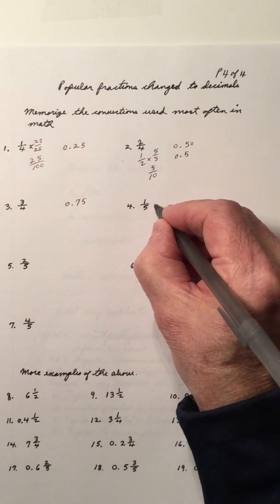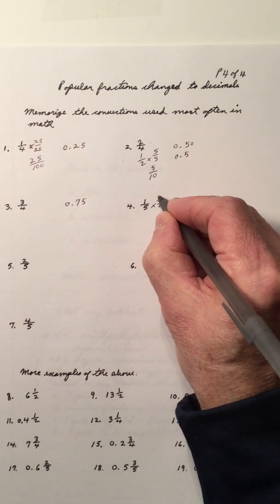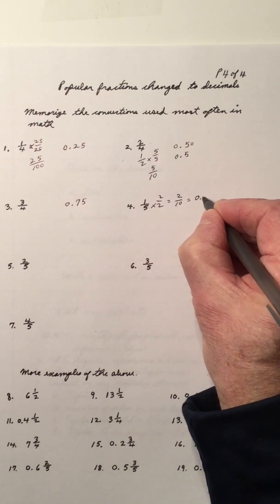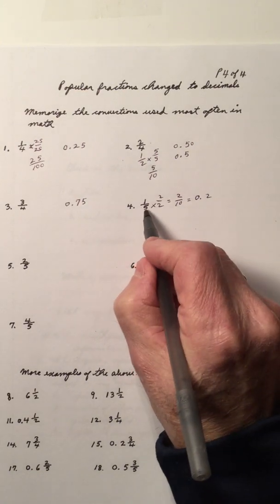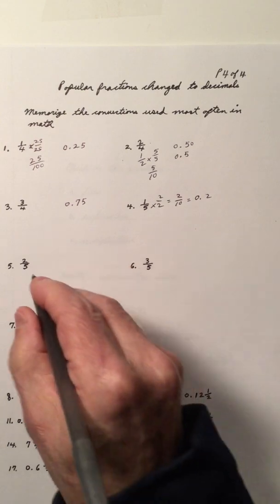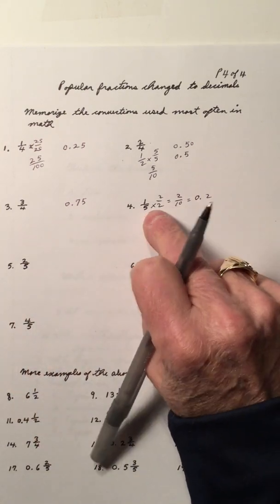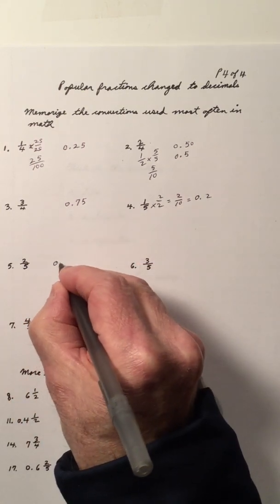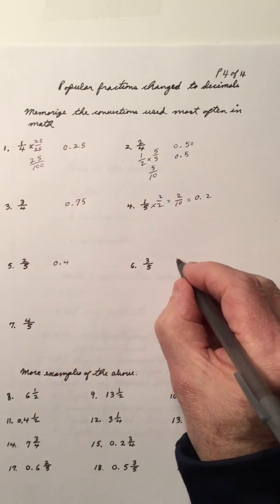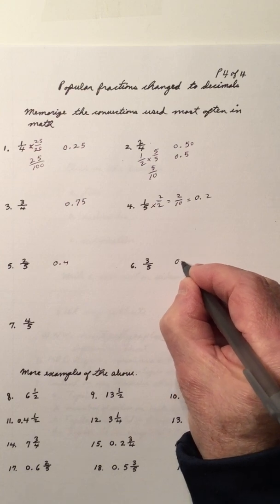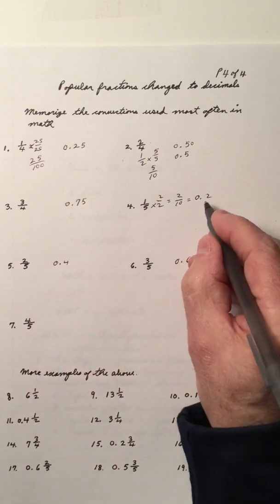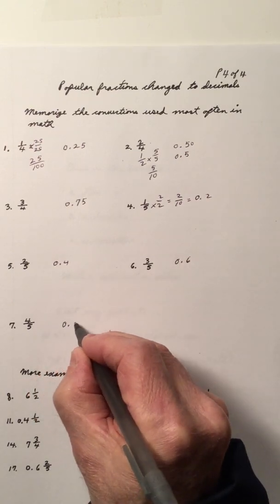1/5, multiply by 2 over 2. That gives us 2 over 10. 1/5 is decimal 0.2. I almost think like 5 divided into 10 is 2, decimal 0.2. 2/5 is twice 1/5. So therefore you have decimal 0.4. 3/5 is 3 times 1/5. So it's decimal 0.6. 4/5 is 4 times 1/5. So it's 4 times decimal 0.2, which is decimal 0.8.